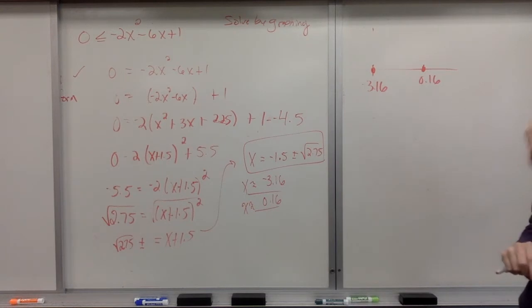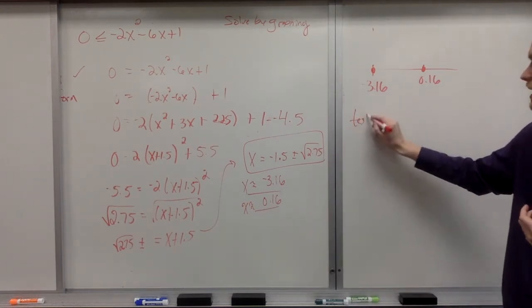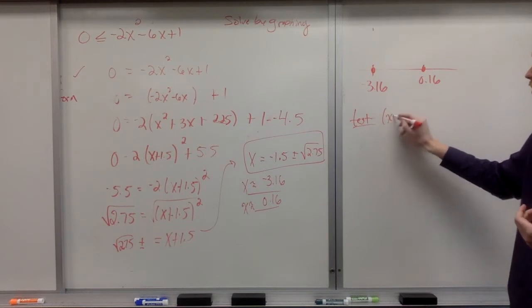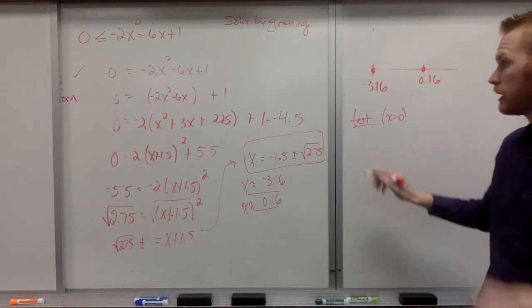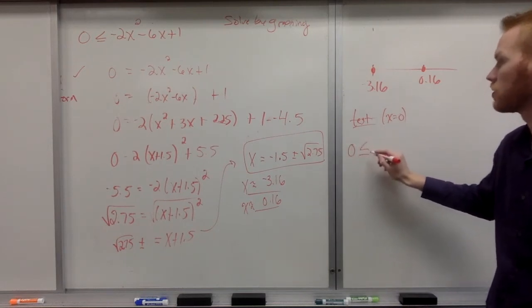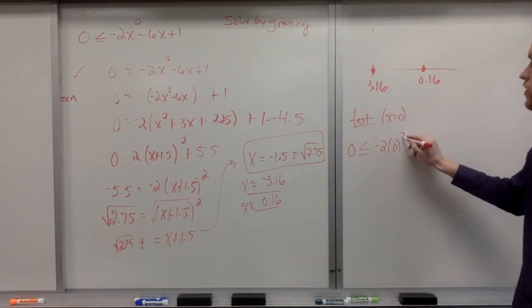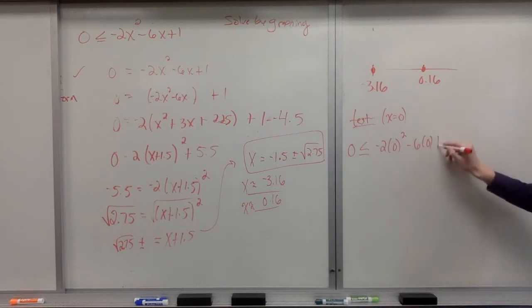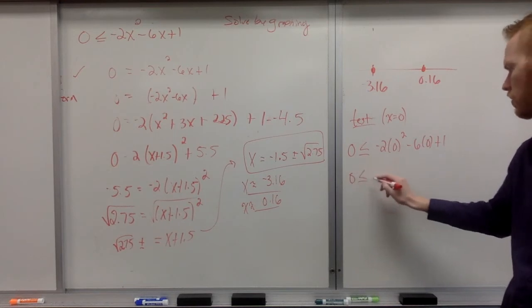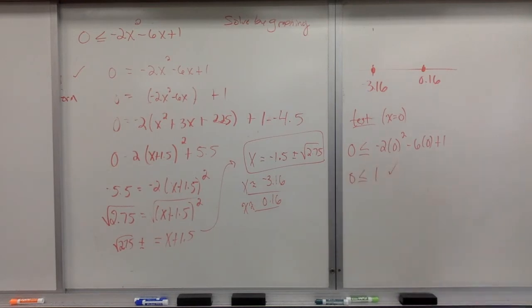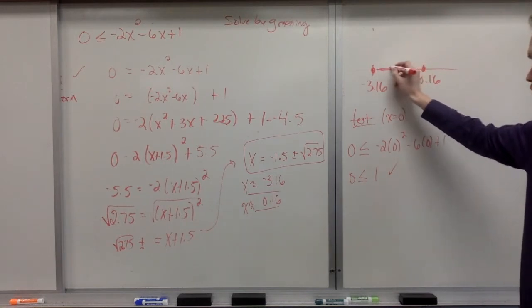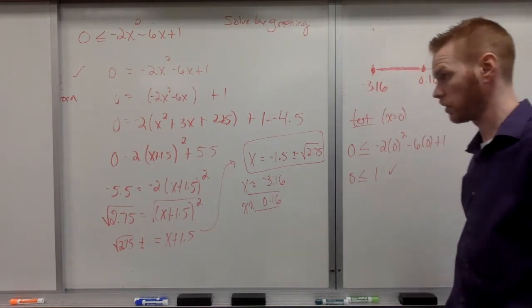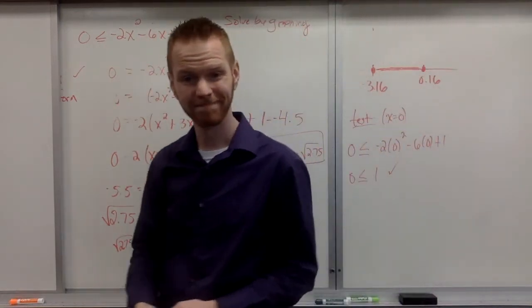Okay, let's test a point, and why not test 0? If I could use 0, why not? Plug 0 into it, so 0 is less than or equal to negative 2 times 0 squared minus 6 times 0 plus 1. Simplify, I get 0 is less than or equal to 1. That is a true statement. Therefore, all of these answers between my two roots satisfy this inequality.